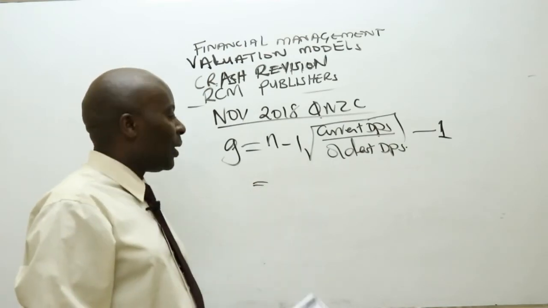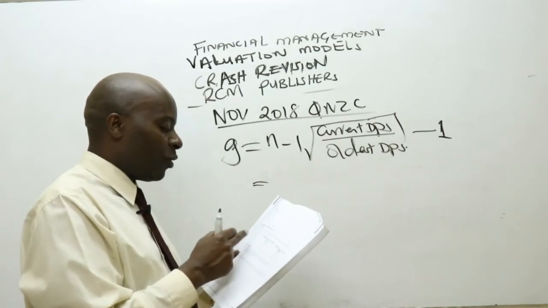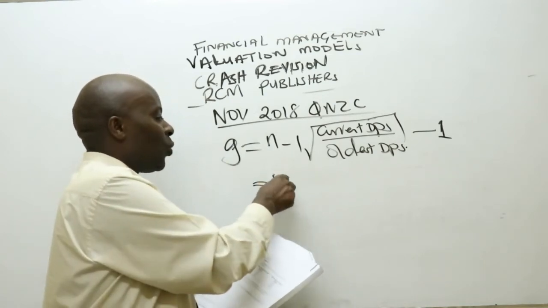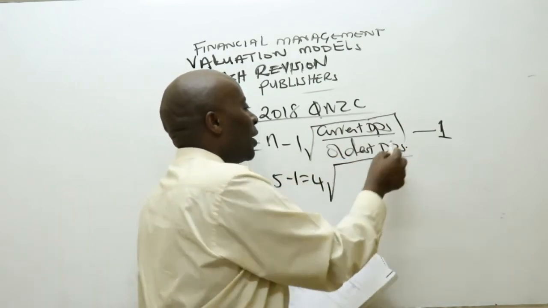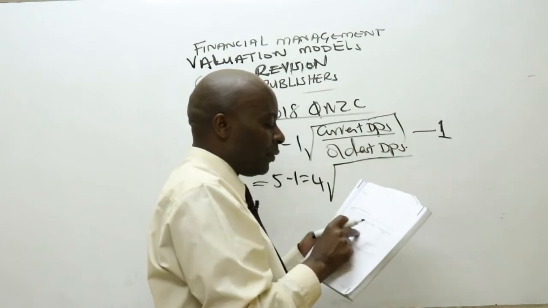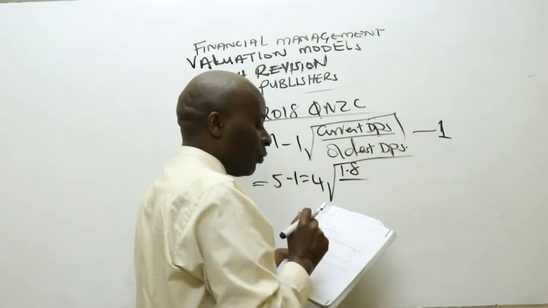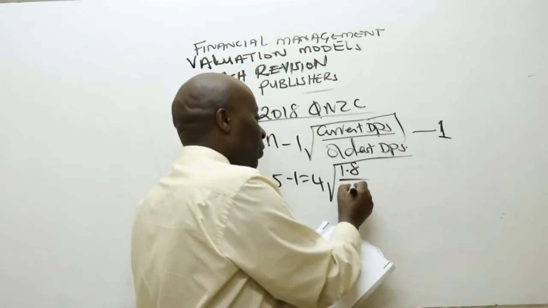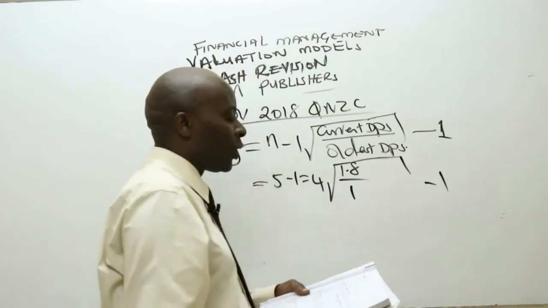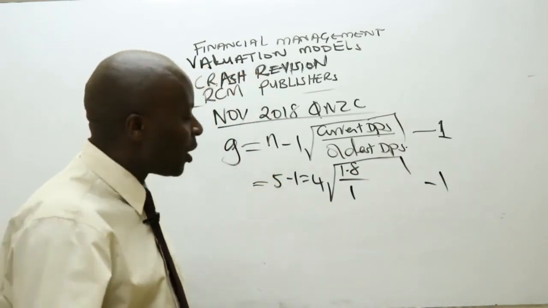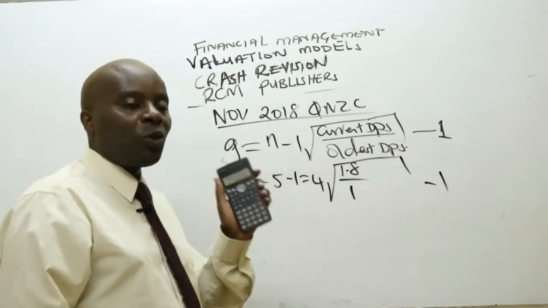So ladies and gentlemen, listen to me very well. Number of years, how many years do we have here? 1, 2, 3, 4, 5. So we've got 5 minus 1, which equals 4. So you're talking of the fourth root of the most current dividend, which is 1.8, divided by the oldest dividend of 2013, which is 1. And then whatever root I get there, I'll subtract 1. So in short, I will use shift, because I want to work with the x root.